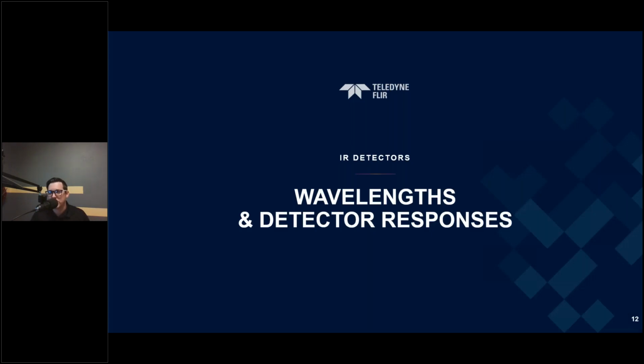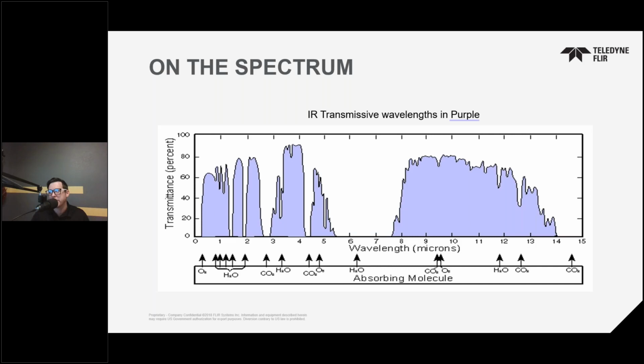So that concludes reviewing the IR detectors. Let's get into wavelengths and detector responses. So here's a chart. It depicts wavelengths that are IR friendly, or rather the wavelengths that have the best transmission for IR. And those are shown under the curve in a purplish color there. Nice Easter purple. If there's enough atmosphere between you and your target, it has a strong likelihood of attenuating your signal, especially if that air path has a lot of humidity, dust, or heat in it.